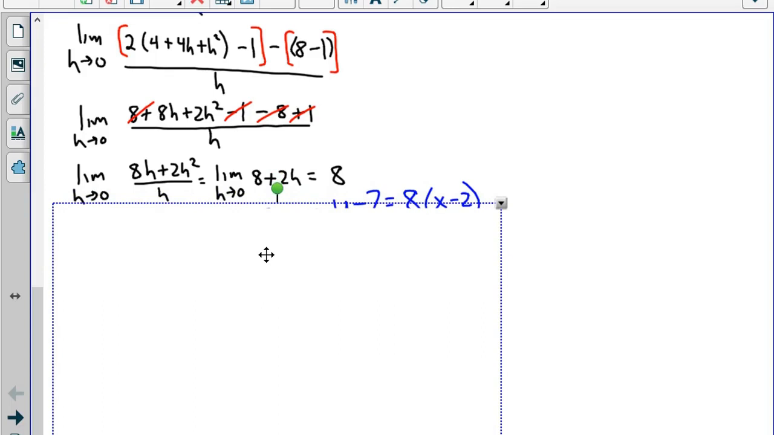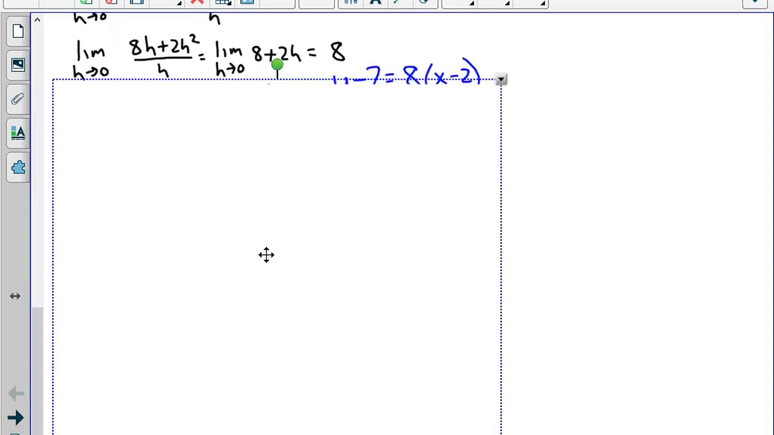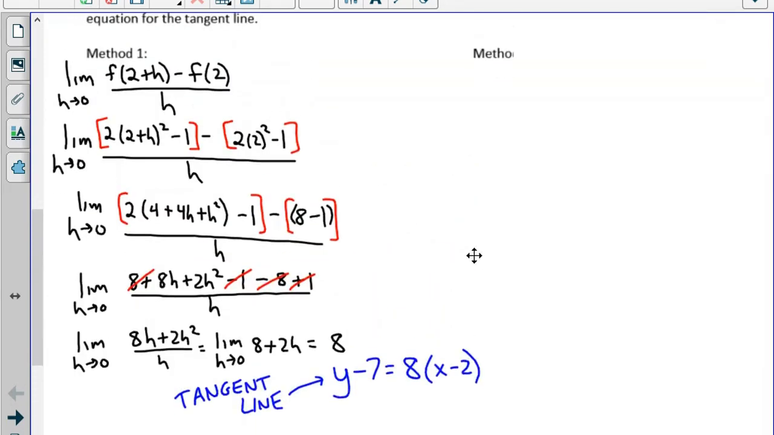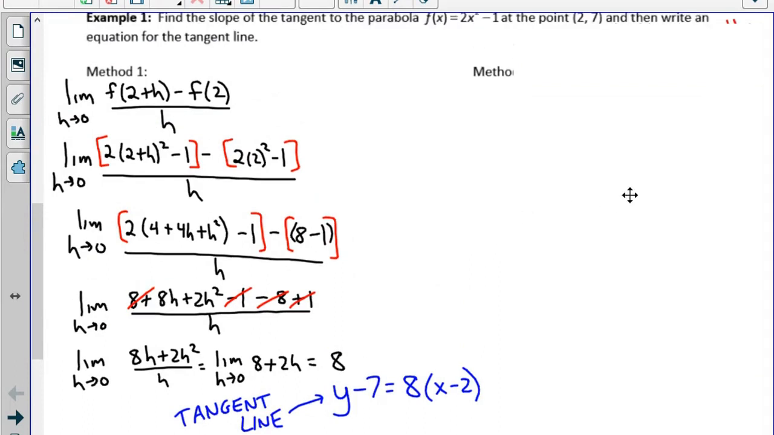And so since my slope is 8, I'm now ready to write the equation of a tangent line. And the equation of my tangent line is y minus 7 equals 8 times x minus 2, because remember the point is 2 comma 7. Okay, so here is the entire method 1 shown. I'll show it for about 5 seconds. You can press pause if you need to take things into consideration.